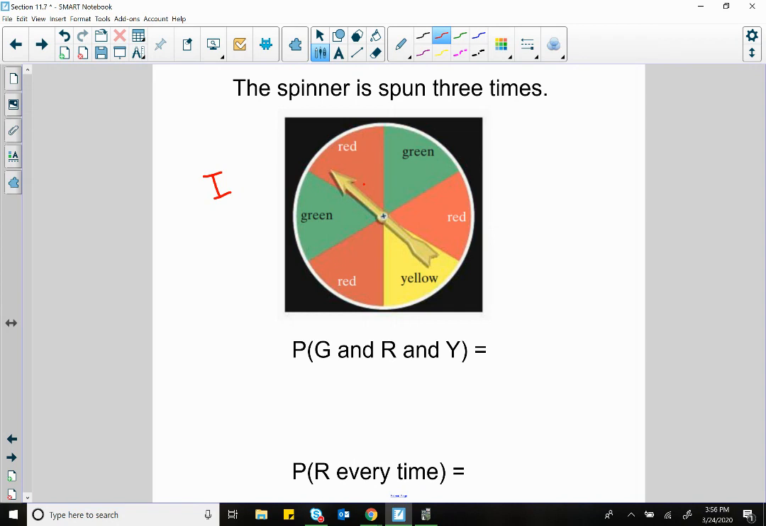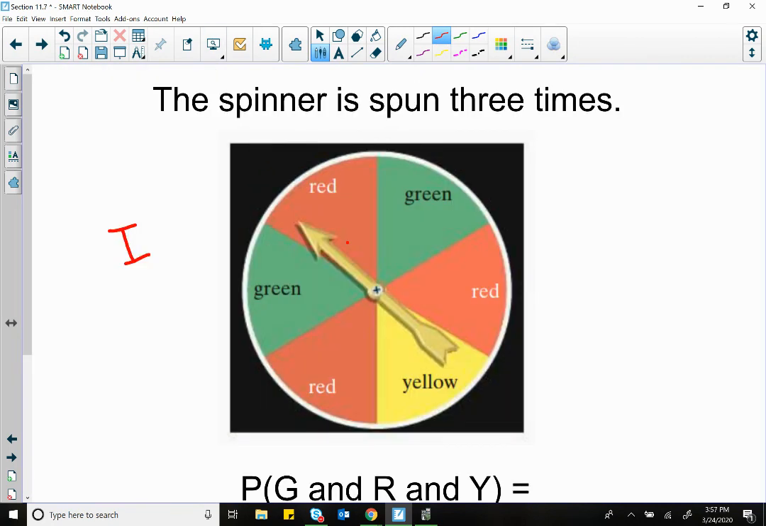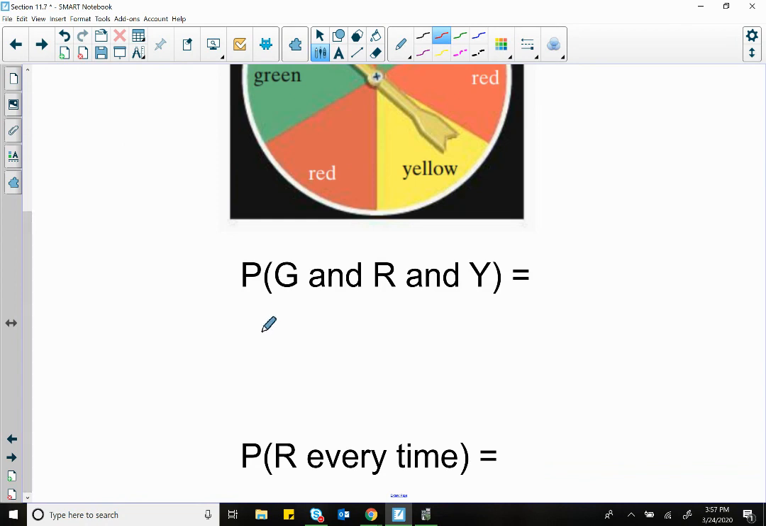Okay. So, going to come back into my page. So we want the probability of a green, and since this is independent, we just got to find that, times the probability of a red, because the second spin isn't affected by the first, times the probability of a yellow. Okay, because it's all independent. The first spin doesn't affect the second, doesn't affect the third.